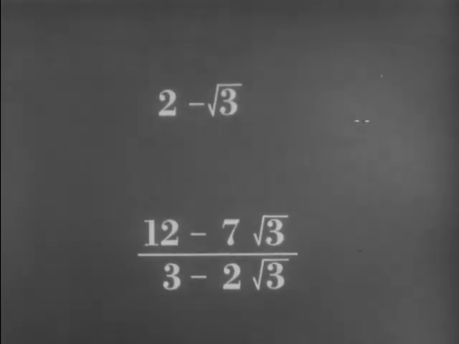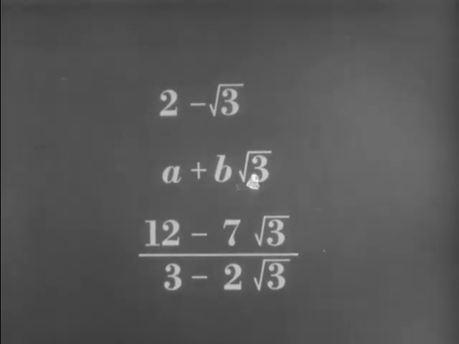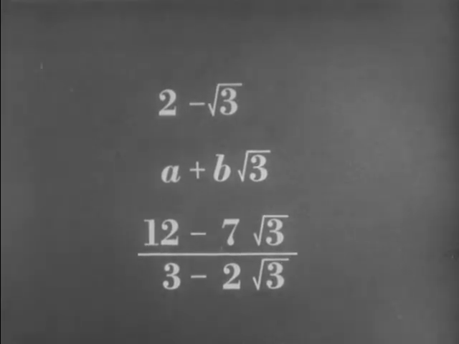Another and better explanation would be this. The original problem involves numbers of this kind: a plus b times the square root of 3. The answer should logically be of the same sort. In that sense, 2 minus the square root of 3 is better than the complicated fraction. We shall see later that there is real merit in this reply.